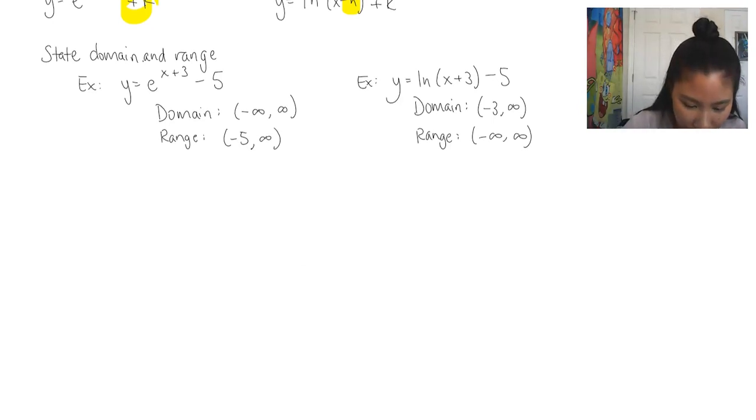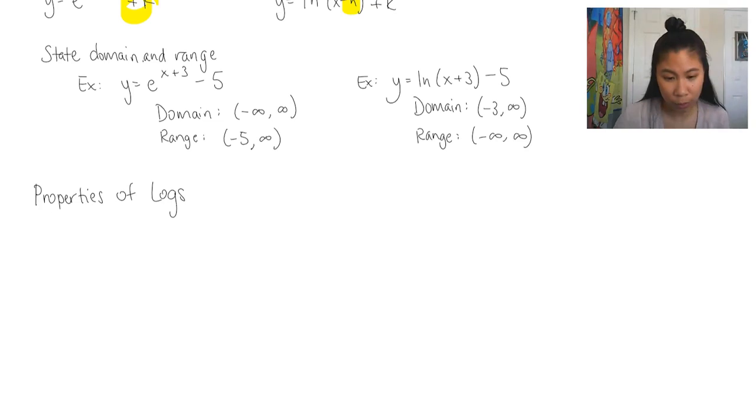So the other thing I want to mention are the properties of logs. So I know you started doing these in Algebra 2, then you did them again in pre-calculus. So now we want to make sure you remember them because we're going to use them a lot in calculus. So the properties, there are 3.